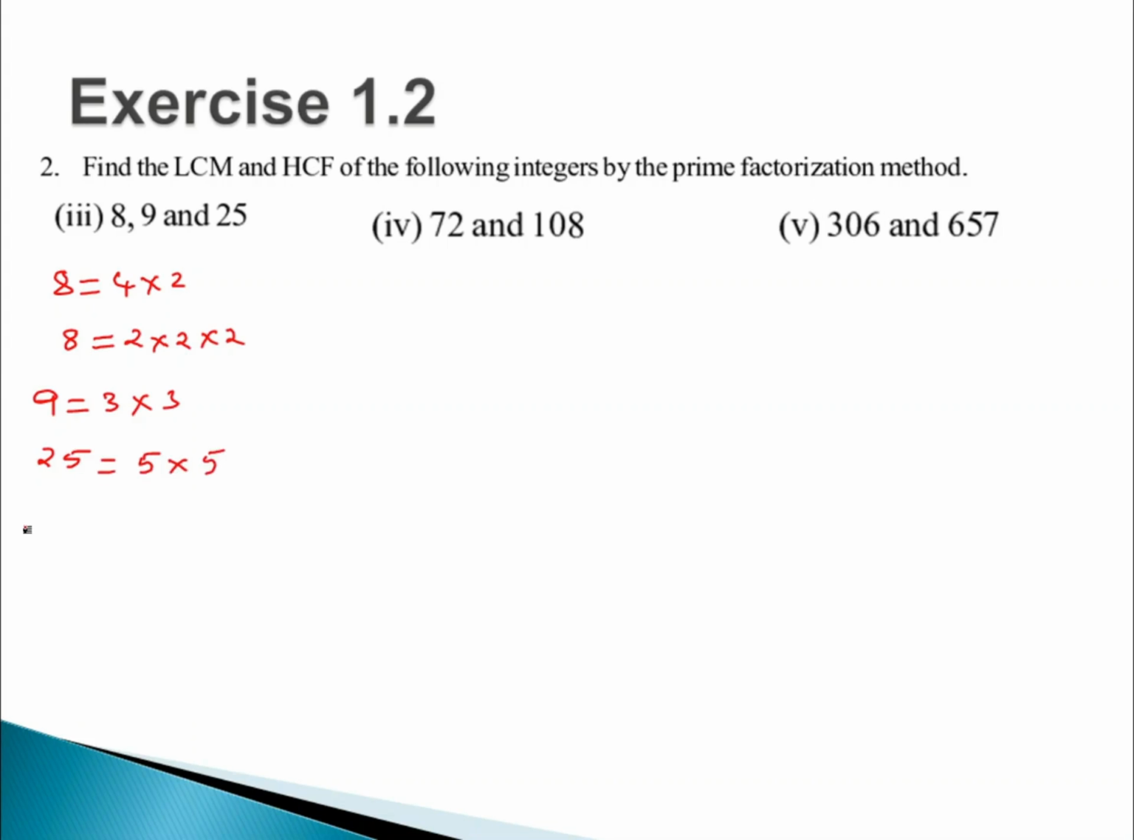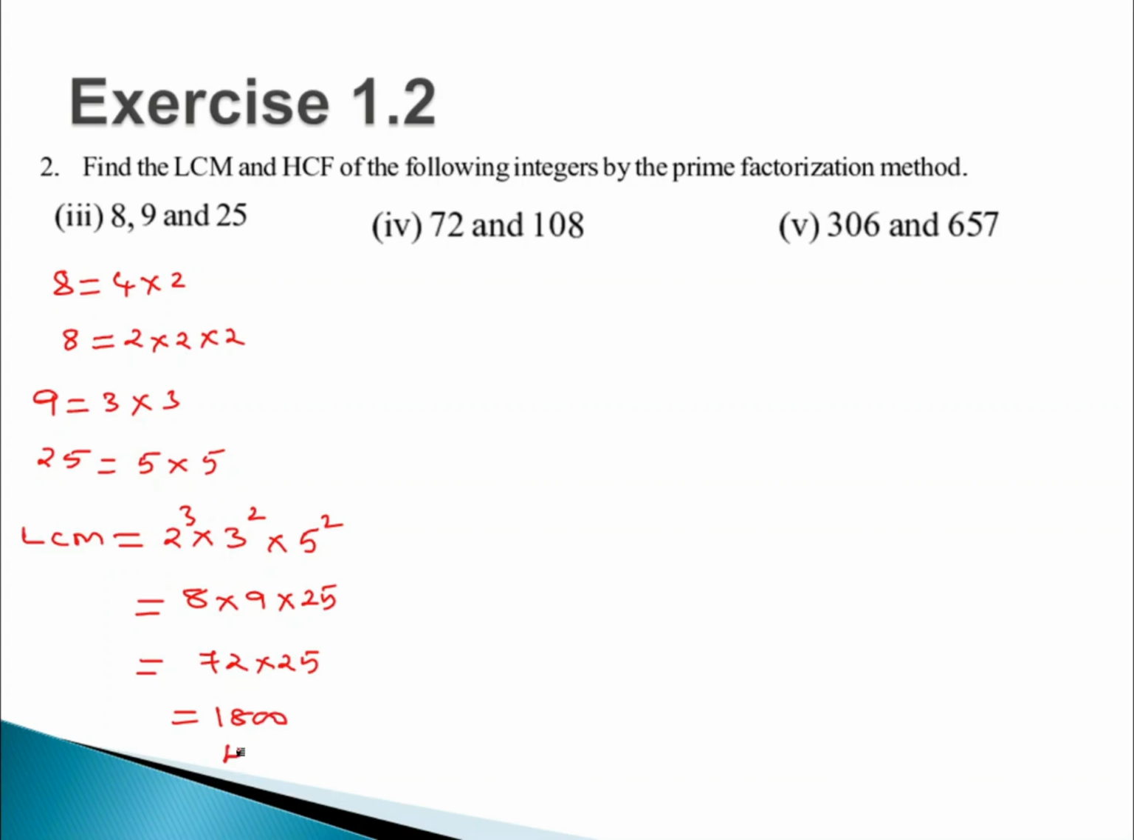Okay, so let me find the LCM of all the numbers. LCM of all the numbers is 2 cube into 3 square into 5 cube. Okay, so eventually you need to do multiplication of all these numbers. Quite simple, not a big deal. So I can write here 72 into 25. So if you do this multiplication, the result would be 1800.